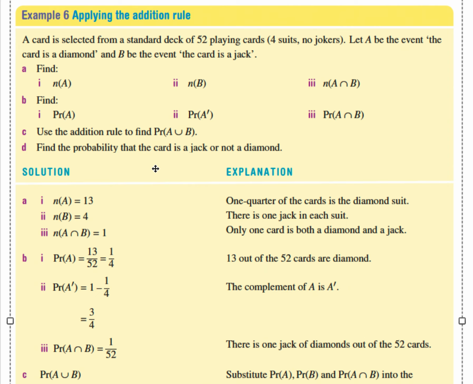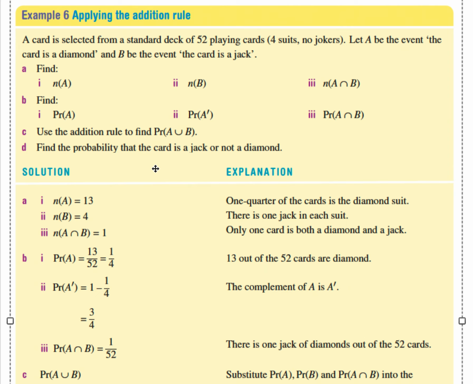Finally, we want the number of elements in A and B. So remembering, this is our center bit of our Venn diagram where they overlap. So we want to know the number of elements that will be both a diamond and a jack. And there's only one card in a standard deck that has this.